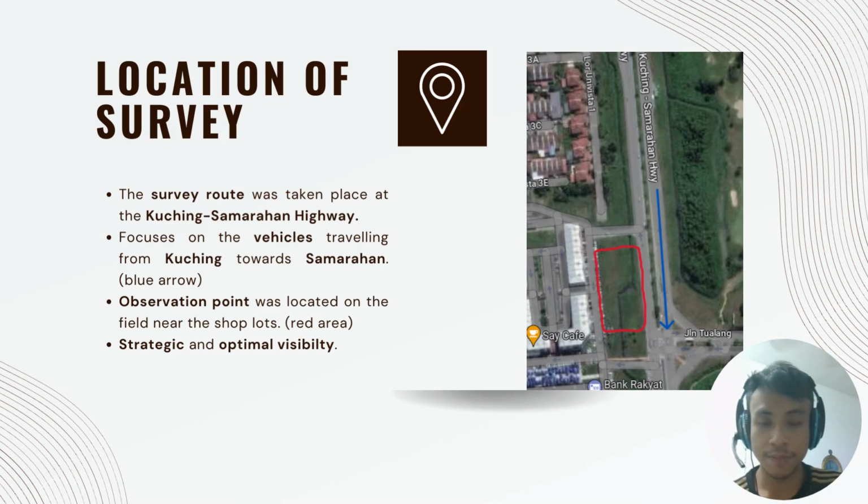For my part, I will be presenting the location of survey. In this project, the survey took place at the Kuching-Samarahan Highway. This mainly focuses on vehicles traveling from Kuching towards Samarahan, as shown by the blue arrow on the map here. The observation point was located at the field nearby the shop lots area, shown by the red triangle here. It was selected because of its strategic location, and it provides optimal visibility for video recording of the traffic flow.